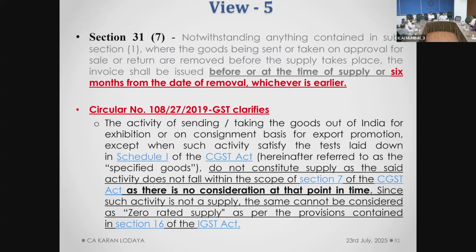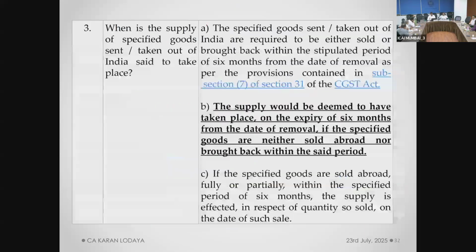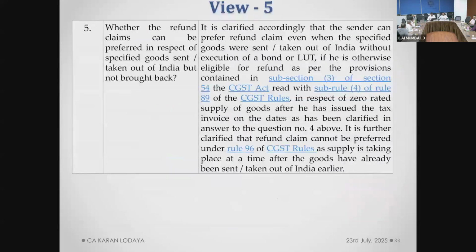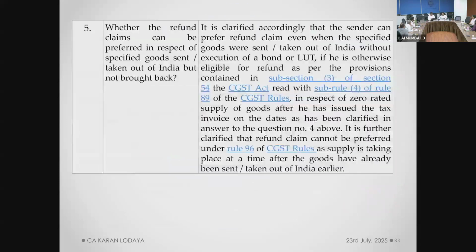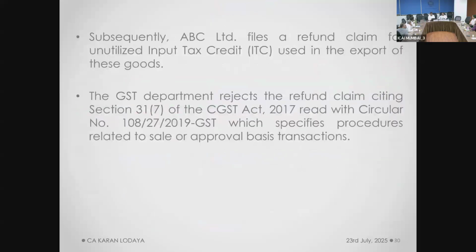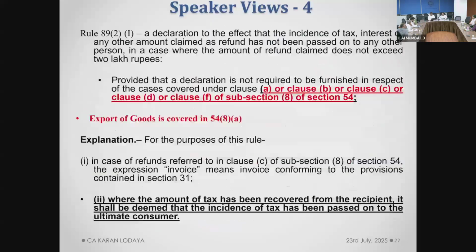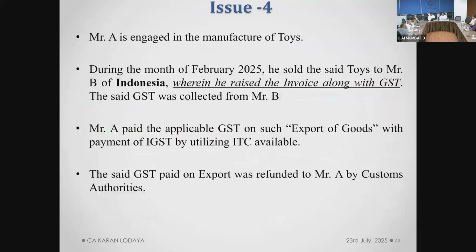Because only when you raise the invoice, then taking goods out of India, only when your supply is treated as exports. Section 54A था ना, 54A?